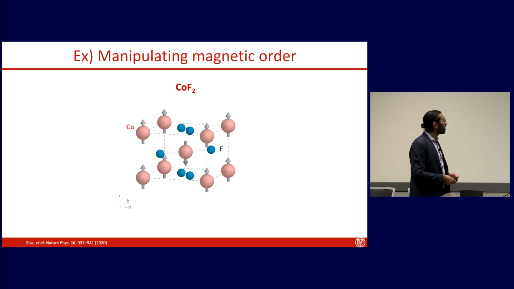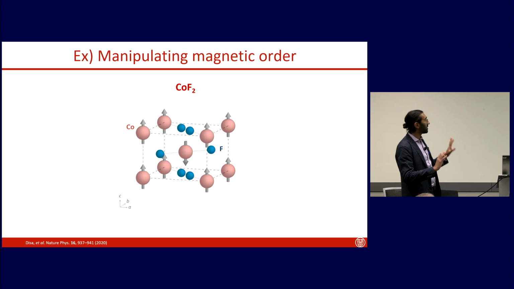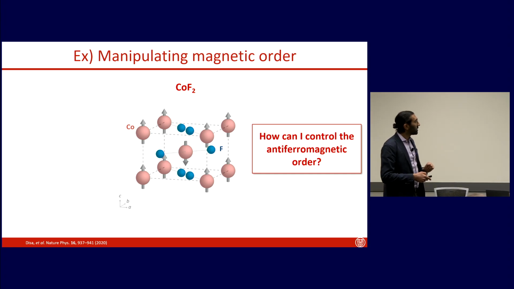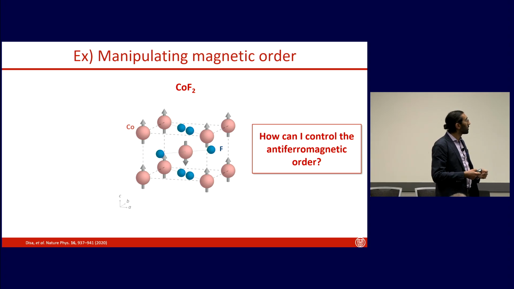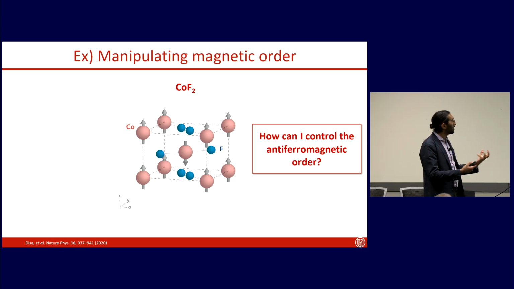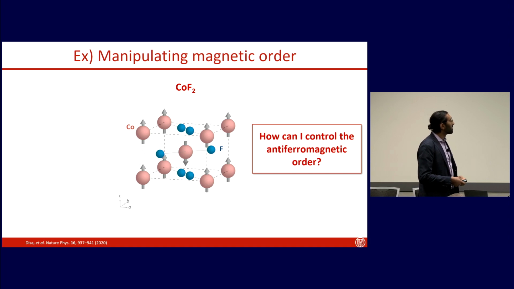The idea here was to take this antiferromagnet, which is just a BCC lattice of cobalt ions, each one surrounded by fluorine. This is cobalt fluoride. It has a compensated antiferromagnetic order where on the corner, the magnetic moment is equal and opposite to the one in the center. It's very simple. And the question we had was, how can I control the order in this antiferromagnet? It's quite difficult because I can't just apply a magnetic field. How can I actually, let's say, switch the antiferromagnetic order or otherwise control magnetism in the system?